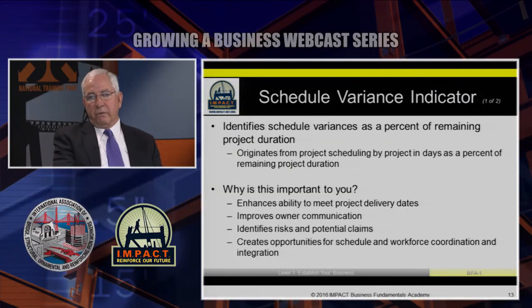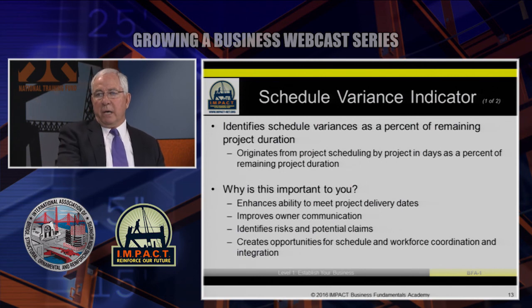The schedule variance indicator is another one that originates from project scheduling, and it's expressed as project days as a % of remaining duration. And why that's important, first of all, a lot of construction firms don't use this valuable tool to really manage their projects. They'll submit a schedule at inception, and it's required by the owners that they have one. But then during the life of the contract, they will not update the schedule for changes and reflect the different conditions that occur on the job site. And therefore, the tool kind of loses its value because it's not current and it's not updated.